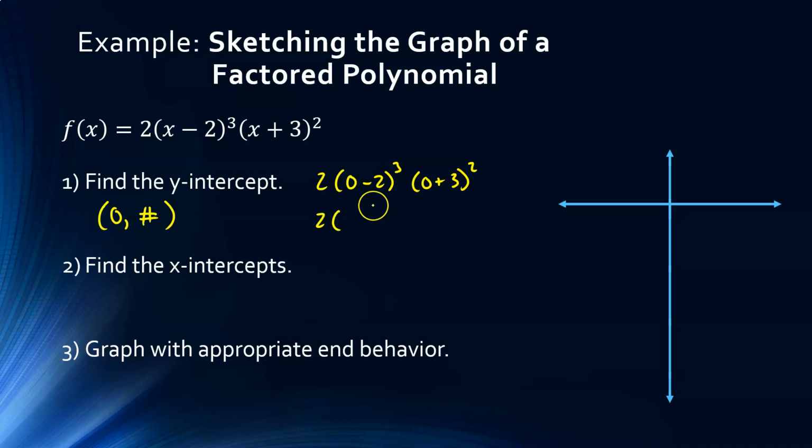Now 0 minus 2 is negative 2. Negative 2 cubed is negative 8. 0 plus 3 is 3, and 3 squared is 9. I can multiply those in any order. Let's do negative 8 times 9, which gives negative 72. Negative 72 times 2 is negative 144. So our y-intercept is going to be at negative 144.